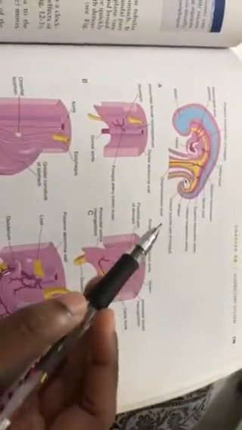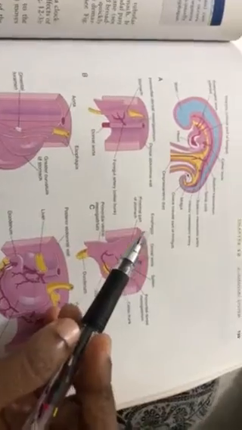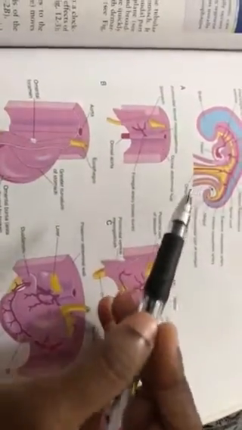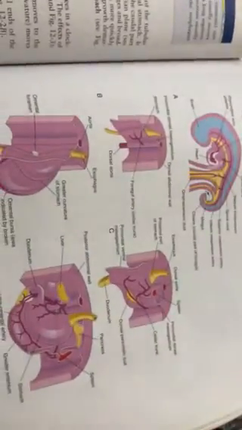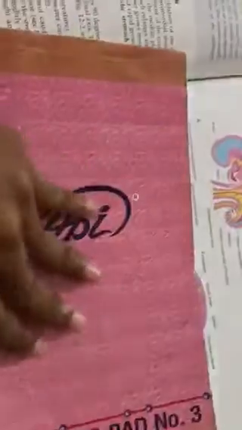Hi viewers, in this video we are going to see the development of the GIT, gastrointestinal system. First we are going to see the stomach. You should know a few things about the development of the gastrointestinal system. Number one, the gastrointestinal system is divided into three parts, that is your foregut, midgut and hindgut.